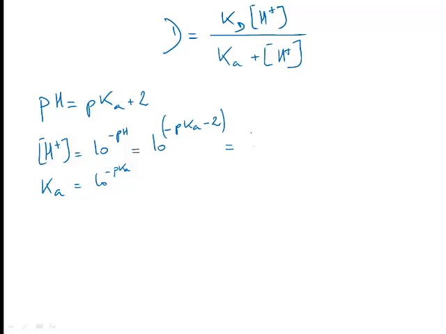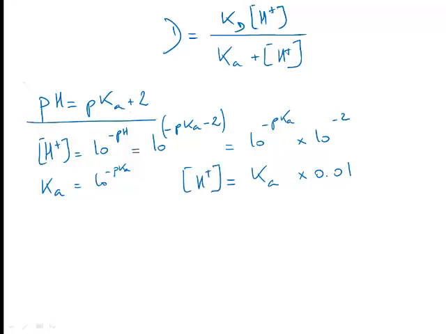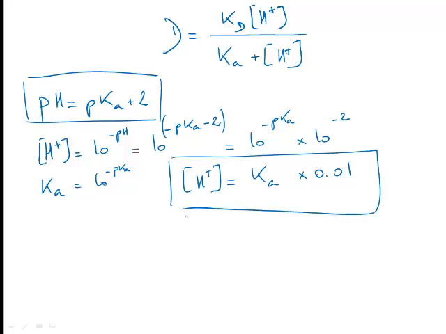and that is equal to 10 to the power minus pKa times 10 to the power minus 2. And then 10 to the power minus pKa, we know it's Ka, and 10 to the minus 2, well, it's 1 divided by 100, so it's 0.01. So writing pH is equal to pKa plus 2 means that H+ is equal to 1/100th of Ka.